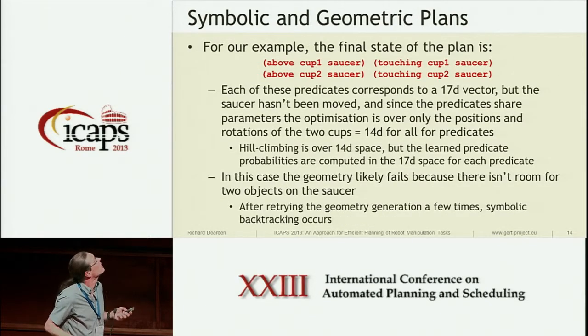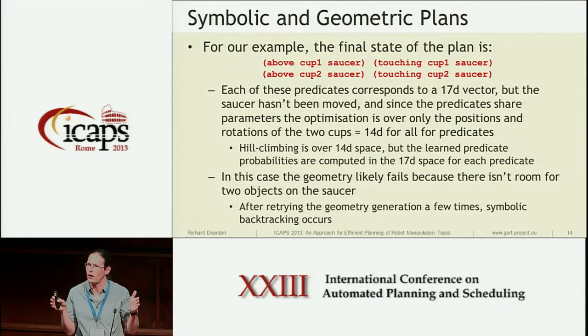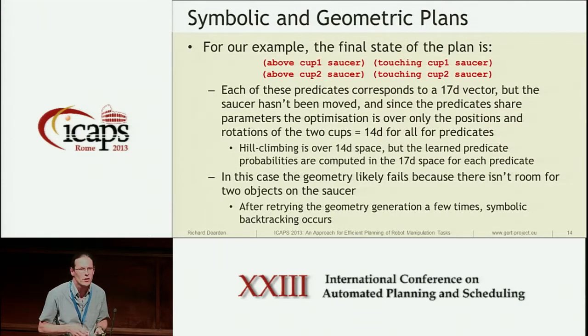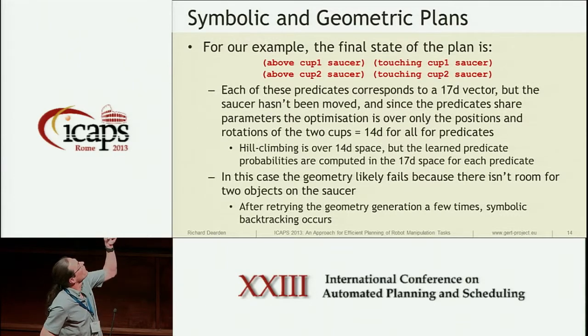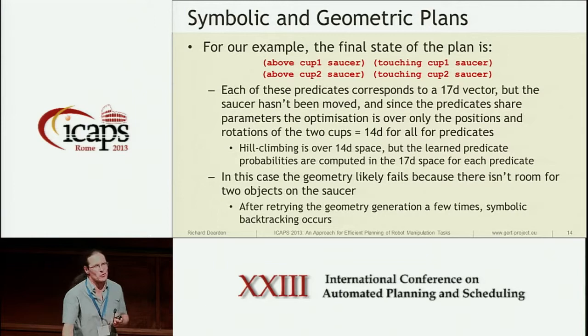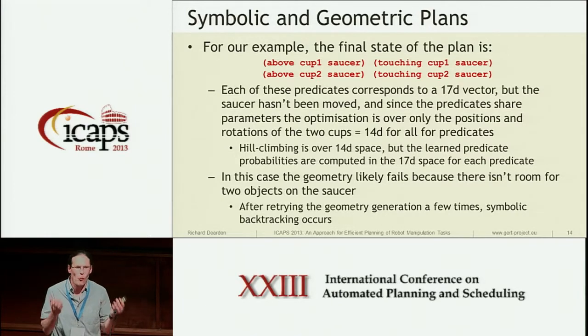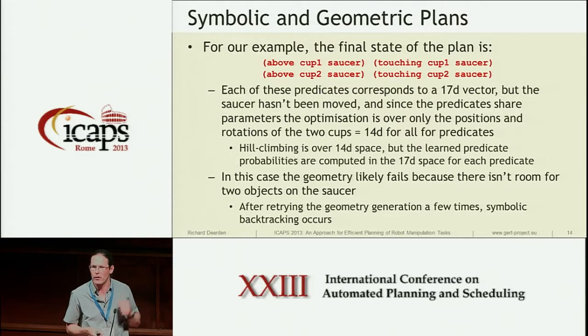Okay, so the other key point of this is because when we're doing this hill climbing over a sentence in our symbolic language, in this case, we want cup 1 to be above the saucer and touching the saucer, and cup 2 to be above the saucer and touching the saucer. We've got 4 predicates in there. Each of those is a 17-dimensional vector in our representation.